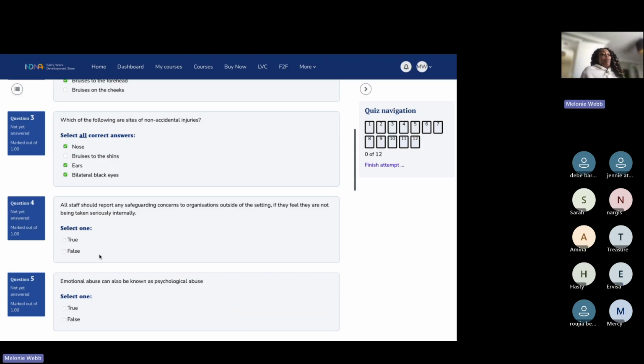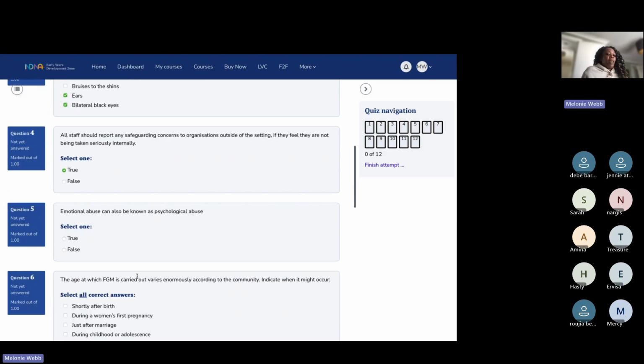All staff should report any safeguarding concerns to organisations outside of the setting if they feel they are not being taken seriously internally. True. Emotional abuse can be known as psychological abuse. Yes.